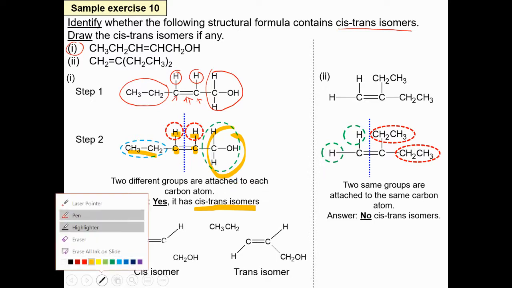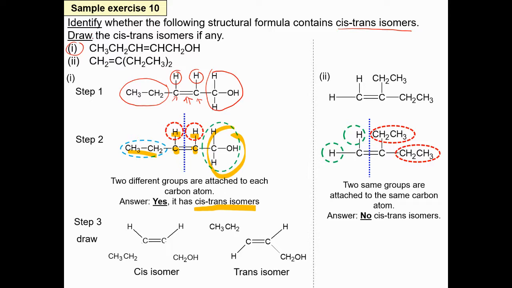Now the next part of the question is to draw the cis-trans isomers, if any. If we have cis-trans isomers, usually the weakness of students is that they don't know how to draw the line between carbon and the groups. For example, C=C, no problem. But if this one, you can see the carbon is attached to CH2, not CH3. So when you draw, you must draw it attached to the CH2, not attached to the hydrogen or to the CH3. It is attached to the CH2.